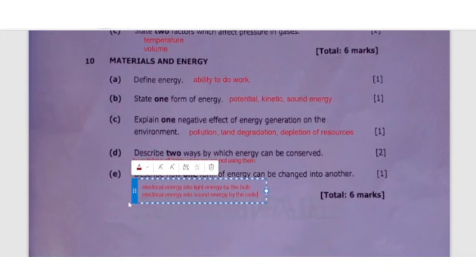Then we can also say that kinetic energy is converted into electrical energy by turbines. That's what happens with turbines at the power station.